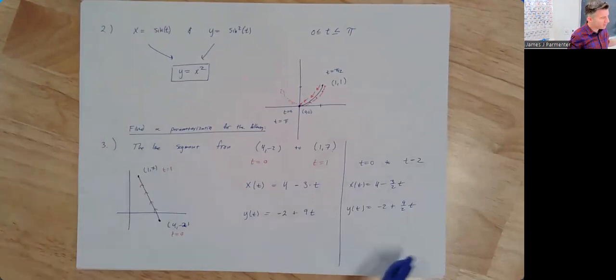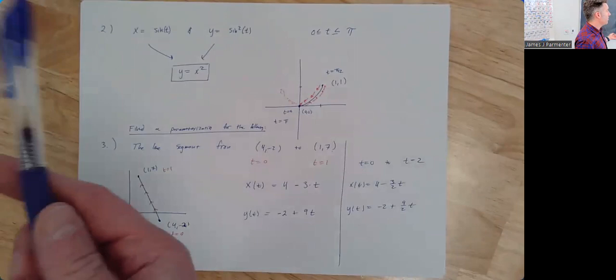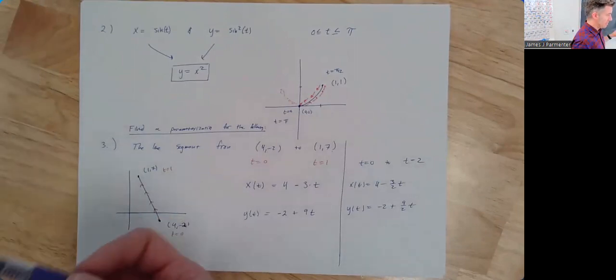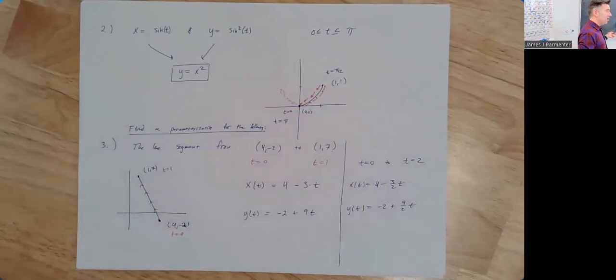It's convoluted a little bit, but the reason I bring this up specifically is because this quarter in 21D, one of the professors asked students to find different parameterizations of the same segment or curve. And so this is one easy way to get there.